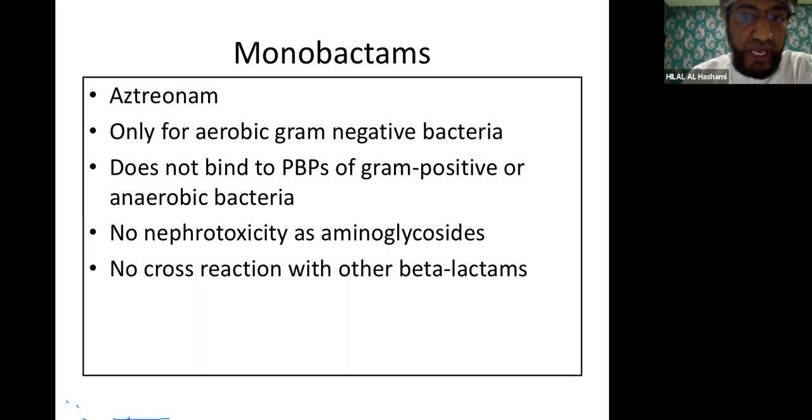We'll move into the monobactams. The classic example is aztreonam, and it's only for aerobic gram-negative bacteria. It does not bind to the penicillin binding protein of gram-positive or anaerobic bacteria. There's no nephrotoxicity as with the aminoglycosides, and there's no cross-reaction with other beta-lactams.